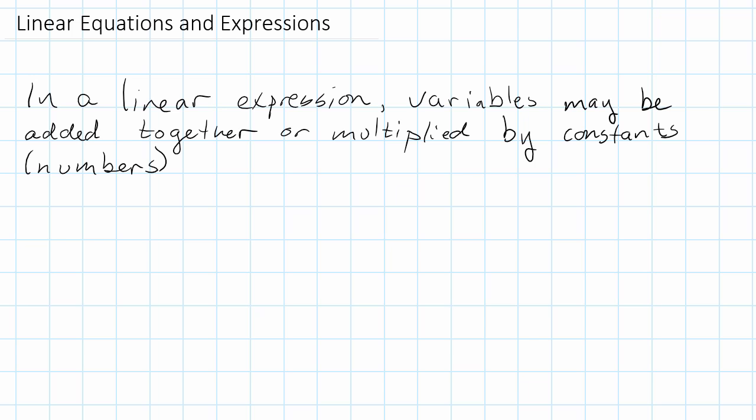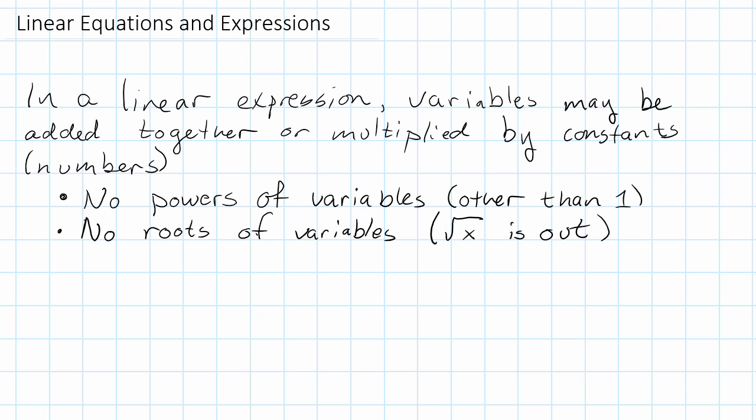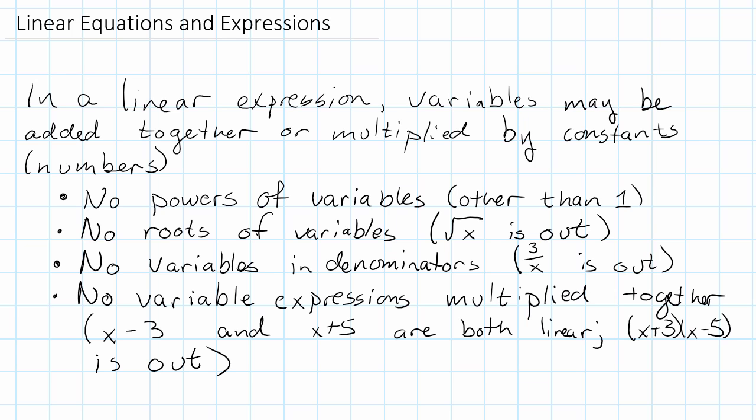What are we not allowed to have in a linear expression? No powers of variables, other than the first power, of course, which is just the variable itself. No roots of variables, so the square root of x is out. No variables in denominators, so no 3 over x. And finally, x minus 3 and x plus 5 are both linear, but if I multiply those together, their product, x plus 3 times x minus 5, that's not linear.